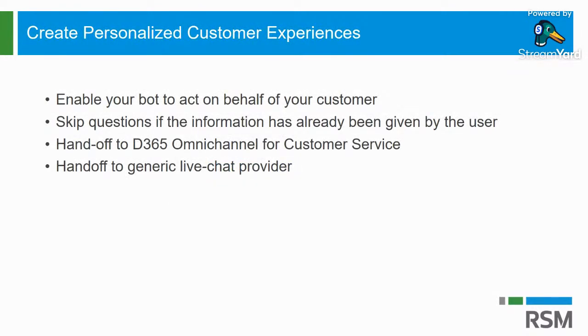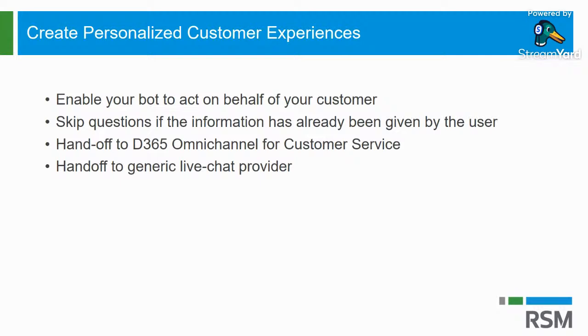Now, you can also enable the bot to act on behalf of your customer by using some of these Power Automate flows to perform actions on backend systems. So if you want to connect it to Dynamics 365, either from the ERP side or the CRM side, you can do that as well. We already talked about being able to skip questions if the information has already been given by the user. But I also wanted to mention real quick that you can also set up authentication, so that they can log in through the bot and then you can give them access to some of those records.